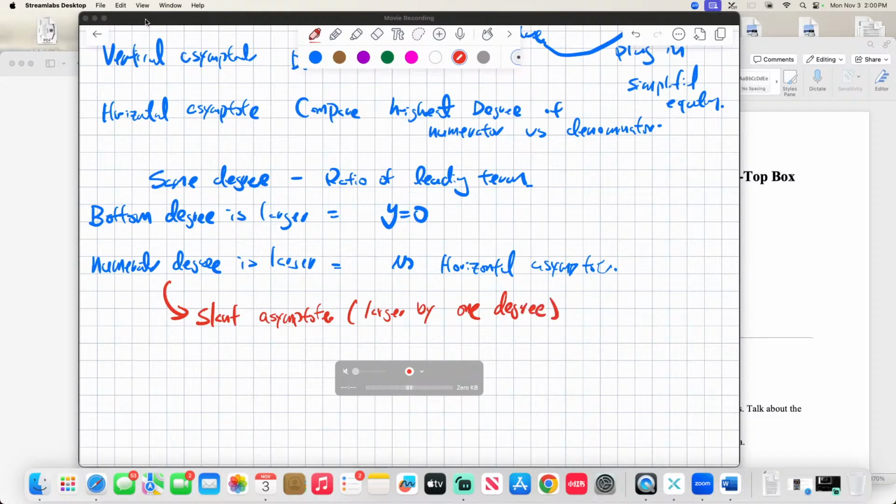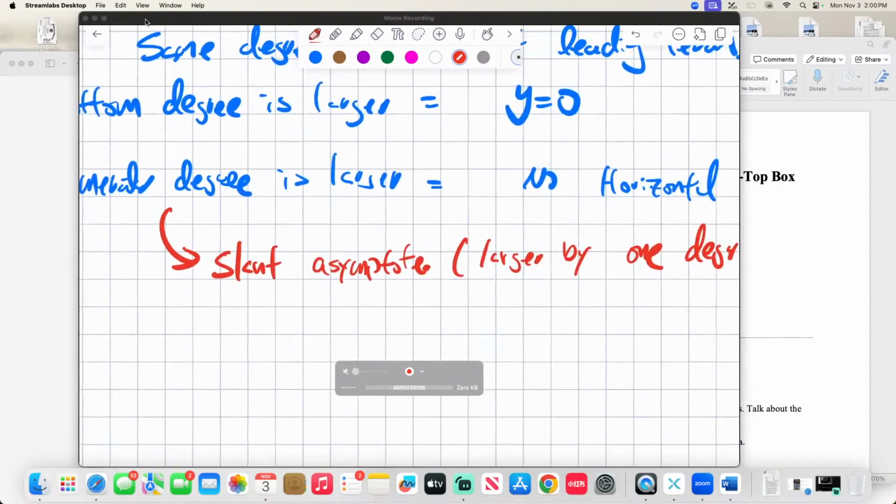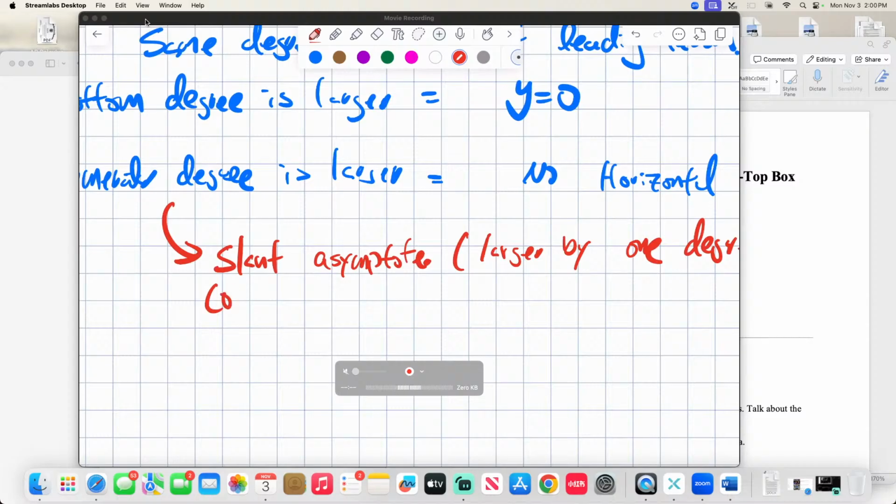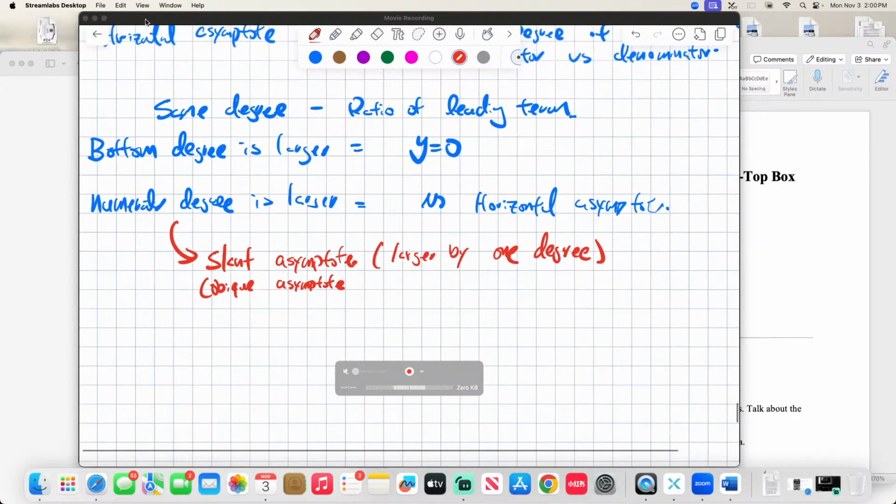Why is it 1 degree? Because 1 degree is a line. If it's 2 degrees, it's going to be a parabola. That's why there's something called a second degree asymptote, which I will show you. You don't have to know it, but there is a second degree asymptote besides the slant asymptote. A slant asymptote also has a name. It's called an oblique asymptote. It's not that important on the AP exam, but just know that sometimes you do have a slant.